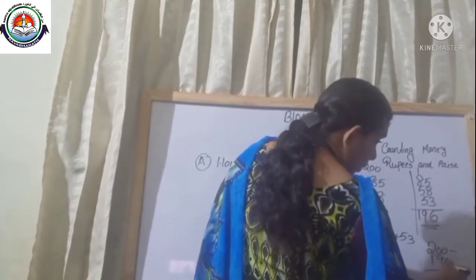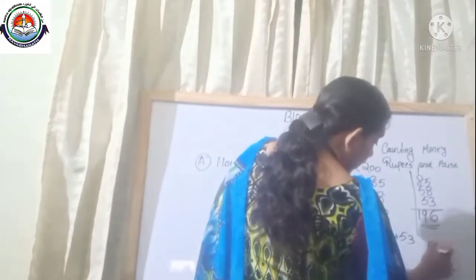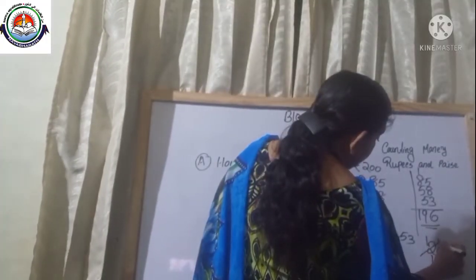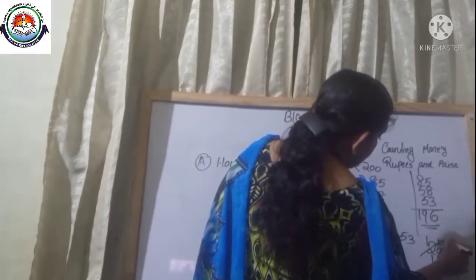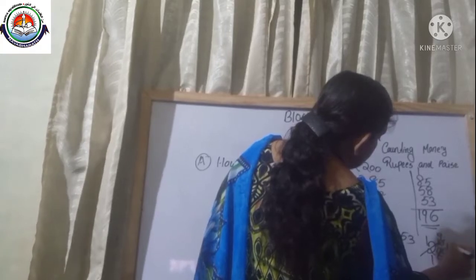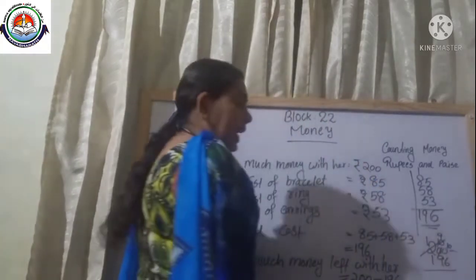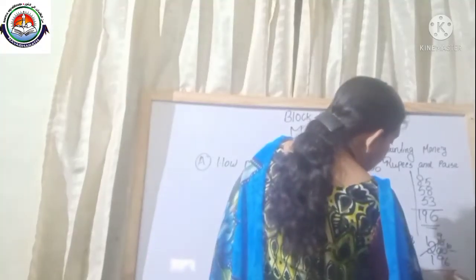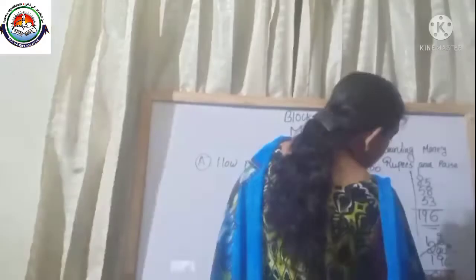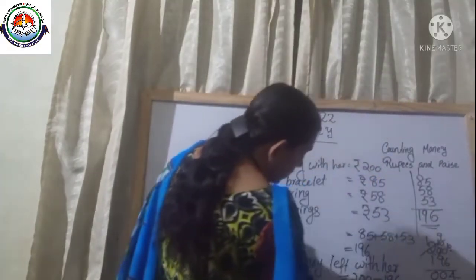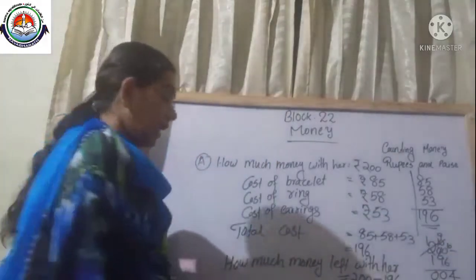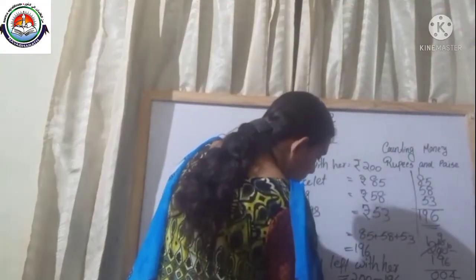0 minus 6 is not possible, so we are taking from here. This 2 becomes 1. This 0 becomes 10. From this 10 we are taking 1 to here. This 10 becomes 9. This 0 becomes 10. 10 minus 6, 4. 9 minus 9, 0. 1 minus 1, 0. So what is the amount left with her? 4 rupees only.